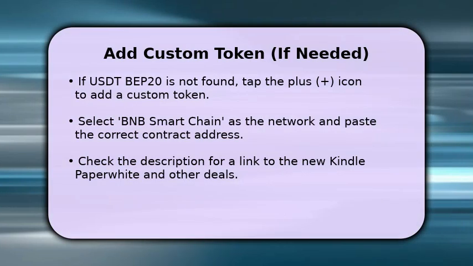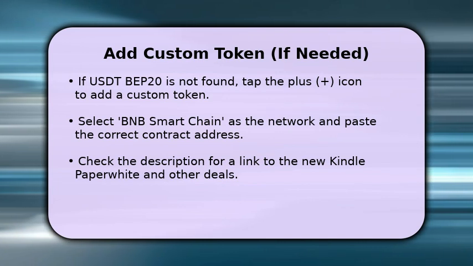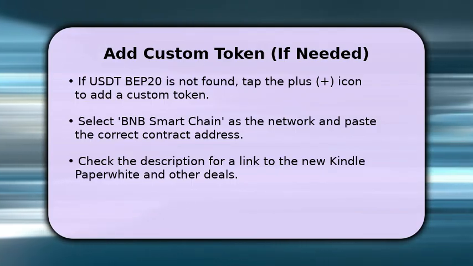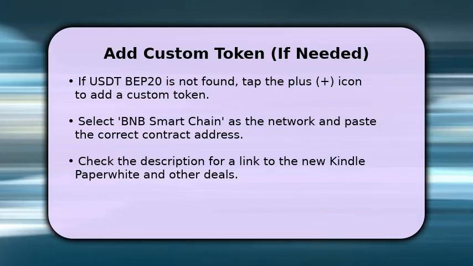If you cannot find USD BEP20 by searching, you might need to add it as a custom token. On the Manage Crypto page, tap the plus icon, then choose BNB Smart Chain as the network. You will need to paste the correct USD BEP20 contract address, which you can find on reliable sources like BSCScan. Always verify the address to avoid errors.